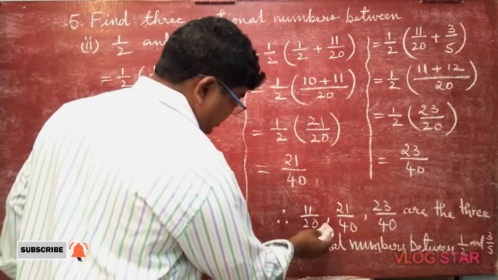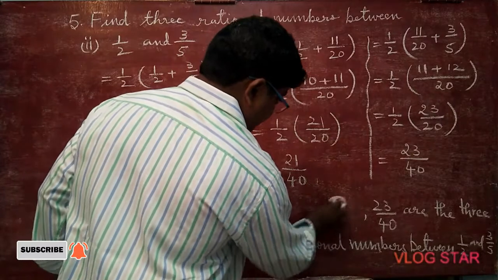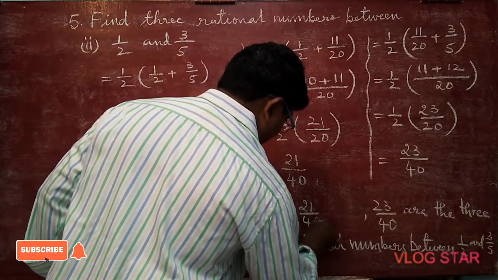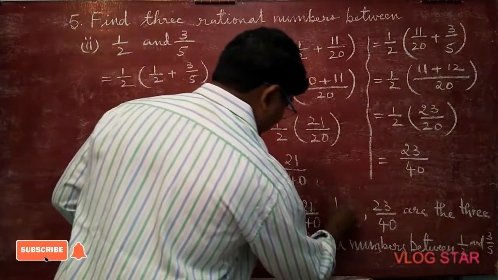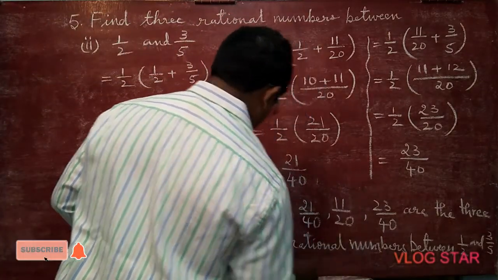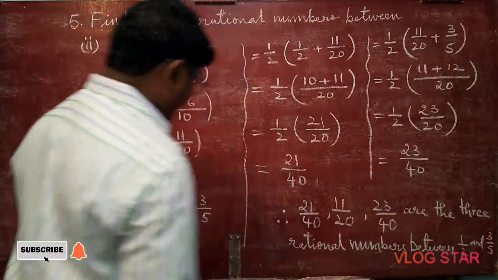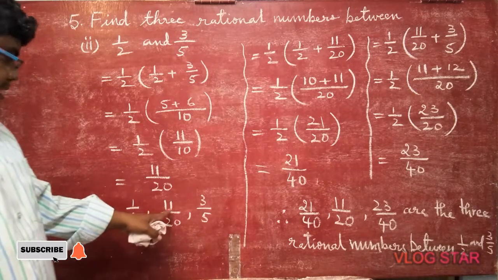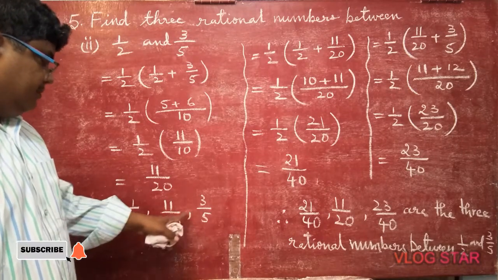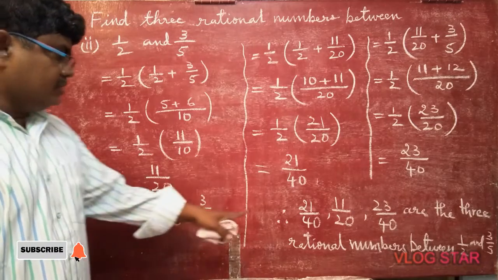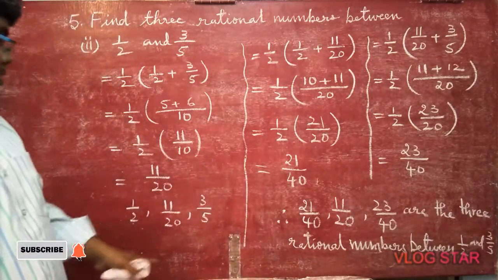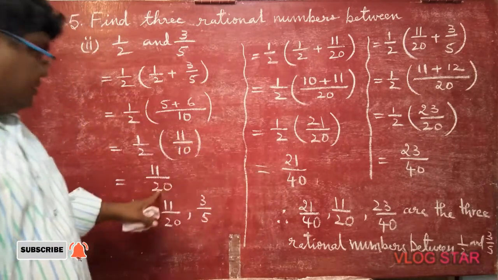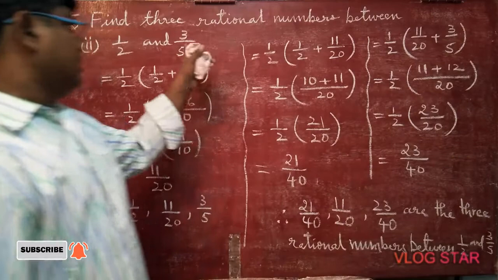Hi students, here you have to write in order. First 21 by 40 will come, comma, then 11 by 20, then here you will get 23 by 40. Finding one thing, because in between these two you get 21 by 40, next 11 by 20, again in between these two you will get 23 by 40. So in writing you have to see the order: first, second, third, fourth, and this one will be the fifth one.